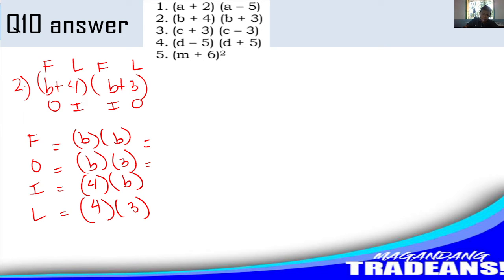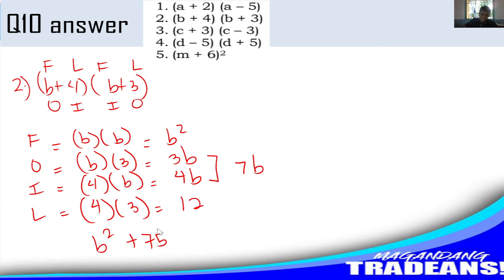Okay, let us simplify that one. We have b times b, that's b squared. B times 3, that's 3b. 4 times b, that is 4b. And 3 times 4, or 4 times 3, that is 12. Then we combine the middle terms. We have 3 plus 4, that is 7. Then their variable is b. So we now have b squared plus 7b plus 12. Again, 1 point po ang tama dito, 0.5 po ang mali. Dito naman po sa final answer, 5 points po ang tama and 2 points naman ang mali. Okay, again, the answer is b squared plus 7b plus 12. Next, let's continue with number 3.